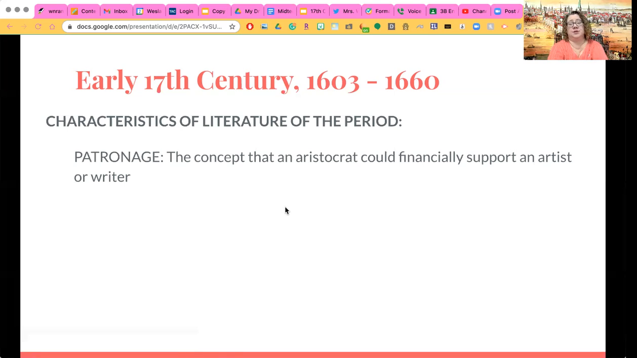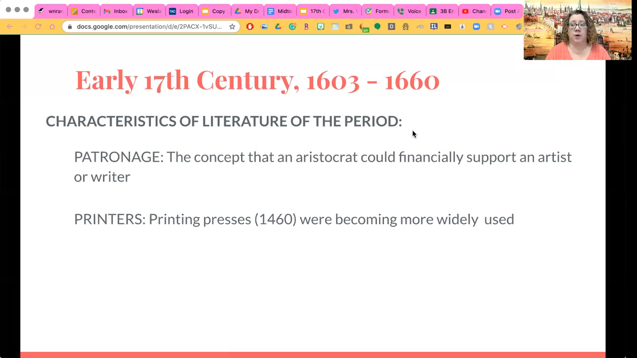So patronage continues. We saw that in the Renaissance. That is continuing into the 17th century. The idea that an aristocrat would spend money paying for the living expenses of an artist or a writer so that they can create. Because if they don't have somebody paying for them, they have to go get a manual labor job and their art would never happen.